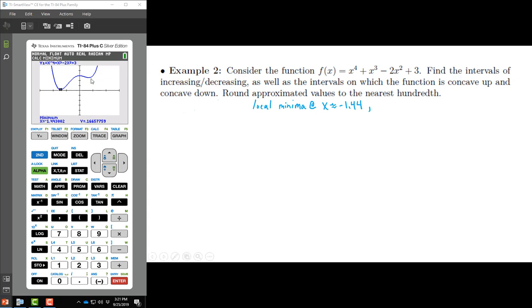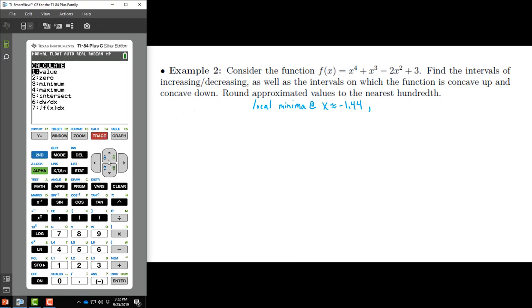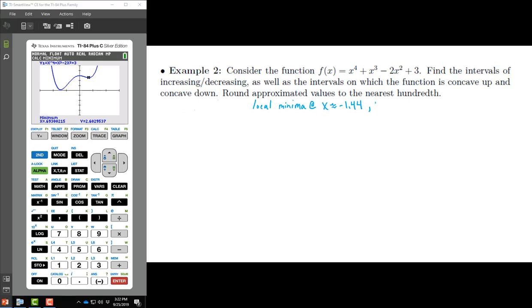All right, but I have another one, right? We also have this one over here. So let's do that process one more time. Second calc, minimum. We'll get somewhere to the left of that minimum value. Get somewhere to the right. And then make a guess. And so it's telling me 0.69. So x is approximately 0.69.